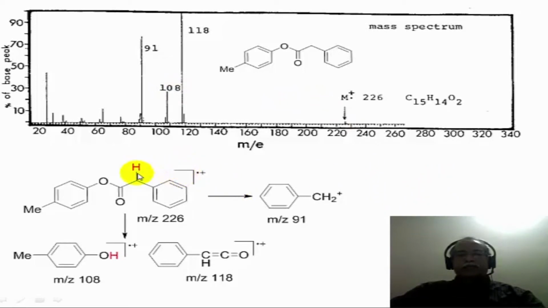The fragmentation process is essentially migration of this beta hydrogen. This is the alpha carbon with respect to this oxygen, it is alpha and beta. Hydrogen migration to the oxygen results in the formation of para-methyl phenol, in other words para-cresol, with a molecular weight of 108, m/z 108 in this particular case. Simultaneously it also gives phenyl ketene as the product with m/z value of 118. In other words, this molecule fragments such that either of the two fragments can have a cationic charge in the resulting structure.